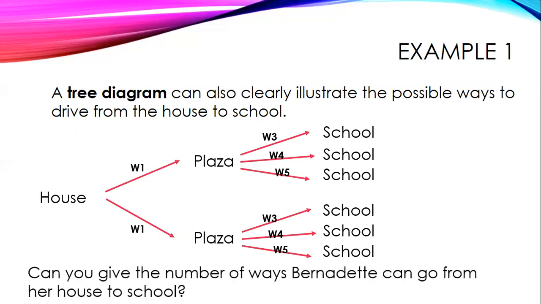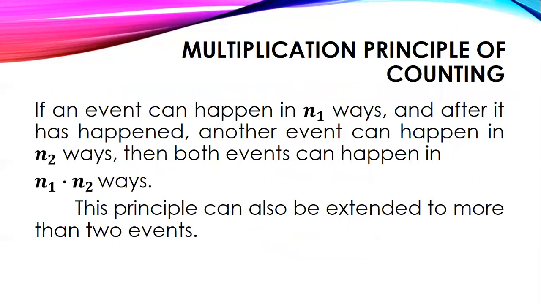The question is, can you give the number of ways Bernadette can go from her house to school? So let's see. So we have the multiplication principle of counting or the fundamental principle of counting. It says that if an event can happen in n sub 1 ways, and after it has happened, another event can happen in n sub 2 ways, then both events can happen in n sub 1 times n sub 2 ways. This principle can also be extended to more than two events.